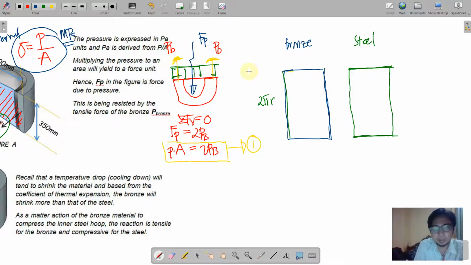let us have a scenario. I'll just put a line here. So this line is a line where there is still no temperature change. So now, if there is a cooling down, this will contract, right? It will contract. So for the bronze, sa bronze muna, ito yung contraction niya. Mas mahaba yung i-contract niya. So, this line is for bronze.